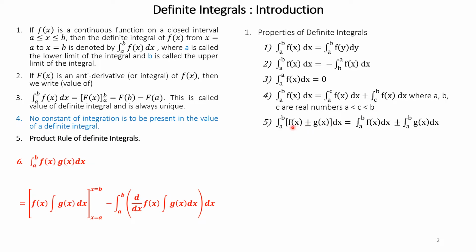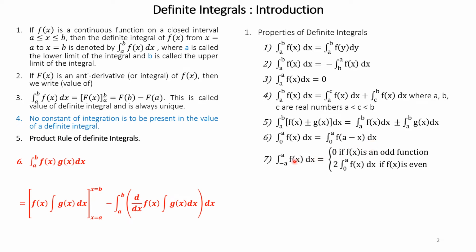Property number 5. The integral from a to b of the sum f(x) plus or minus g(x) dx is equal to: the integration sign is separated, retaining the same limits. Therefore, the right-hand side is the integral from a to b of f(x) dx plus or minus the integral from a to b of g(x) dx. This is the sum or difference of two functions. Property number 6: the integral from 0 to a of f(x) dx is the integral from 0 to a of f(a minus x) dx.